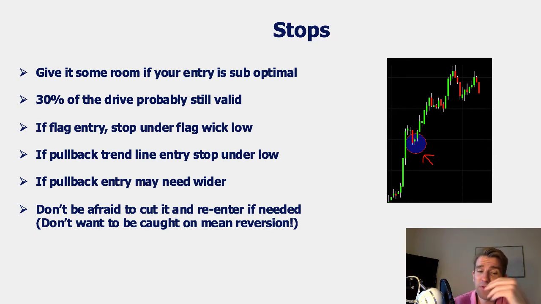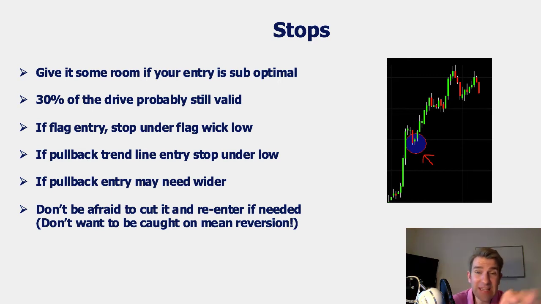Stops-wise, if we're doing a flag entry, we want to put a stop under the flag wick low. So if we have that kind of wick that we often get at the bottom of flags, the stop goes underneath that. If it's a proper pullback, i.e. it's chugging along, then like a trend line type entry, we want to put a stop under the low of the pullback as it breaks above the high.